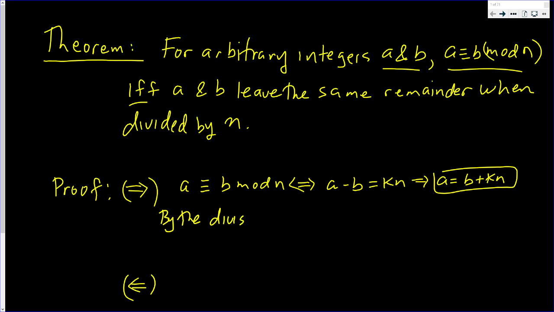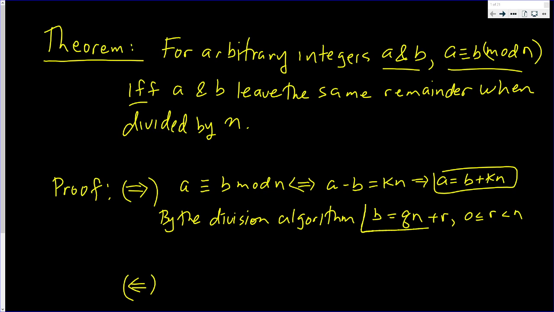By the division algorithm, we know that b is a multiple of n plus r, where r is between 0 and n. I have that backwards, don't I? b is a multiple of n plus a remainder, and that remainder will be between 0 and n. Okay, so we found the remainder for b when you divide by n. It's r.